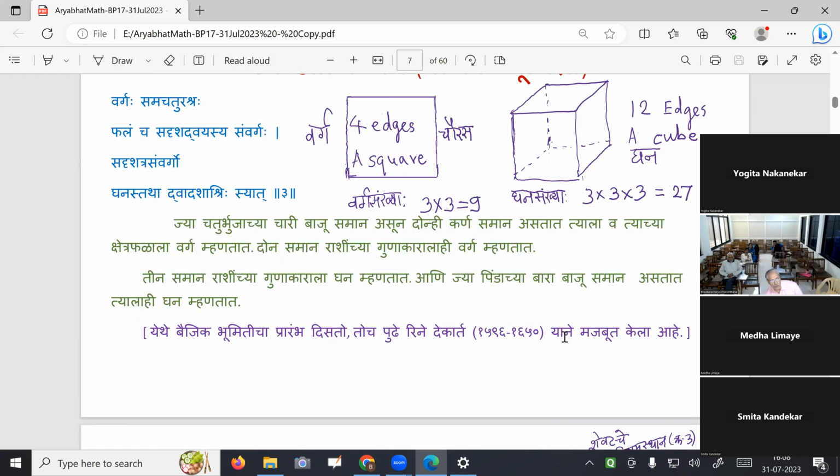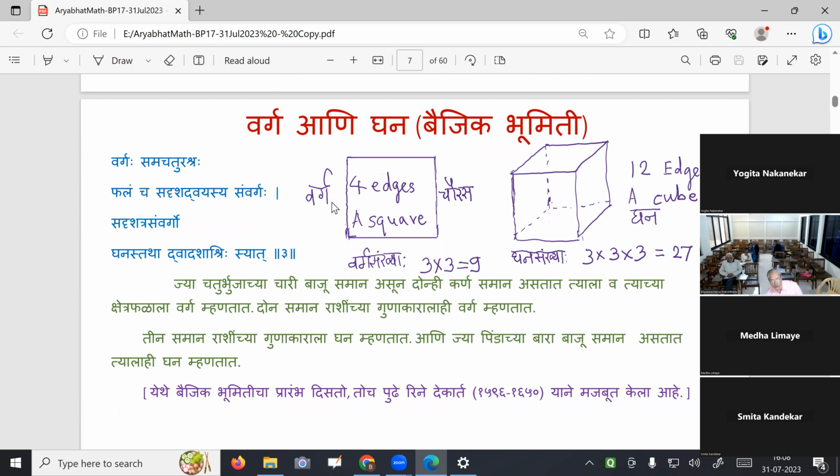Now we talked about Varga. So Varga has 2 meanings. One is a square, then its area, and also product of 2 equal numbers. That is Varga. Similarly, Ghana or cube, it has 2 meanings. One is the cube, and in English also we have cube for product of 3 equal numbers.